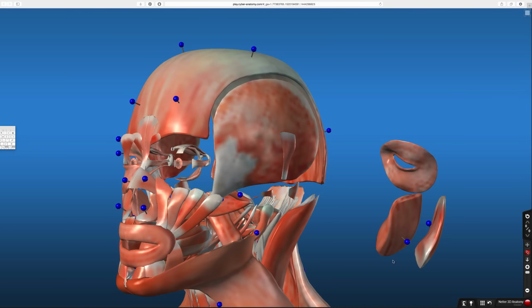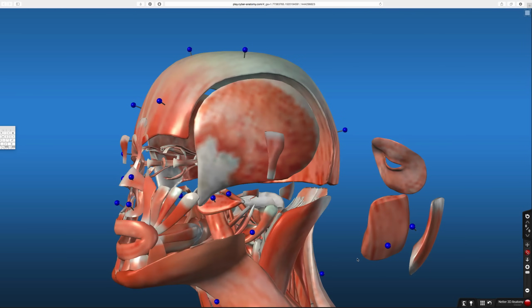I want to turn this over here, and then we need to look at the buccinator, and the buccinator should be right over there. Let me move this out of the way so you can take a better look at this muscle. There you go. So right here, this is your buccinator, the left buccinator.